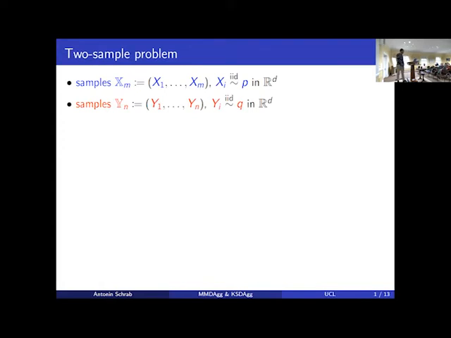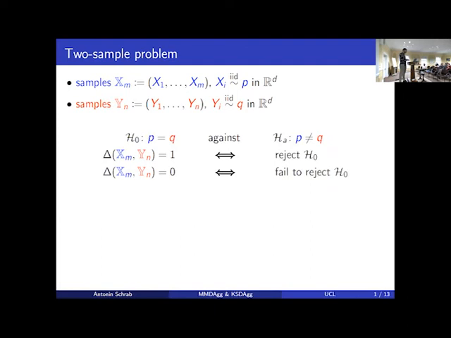A two sample problem, what is it? We're given samples x1 to xn drawn IID from density P, and samples y1 to yn drawn IID from density Q, and we're interested in deciding whether P is equal to Q. So we're really testing the null hypothesis that P is equal to Q against the alternative that P is different than Q. This can be interesting, for example, in drug testing.